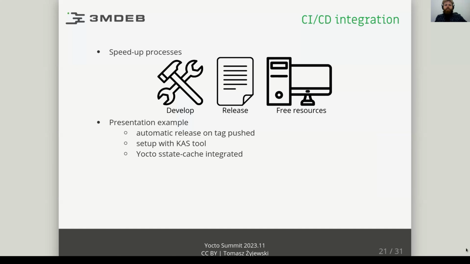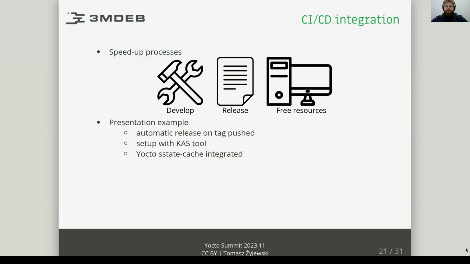Okay, now let's talk a little about the CI/CD integration. While working with Yocto, it is important to use it because it speeds up three processes, starting with development, where we can simply develop something new, for example add some new utility to our Yocto image, and then push it to some external servers to be rebuilt.